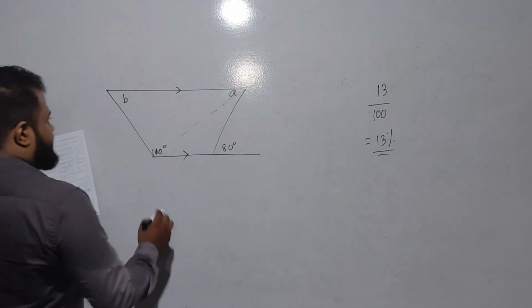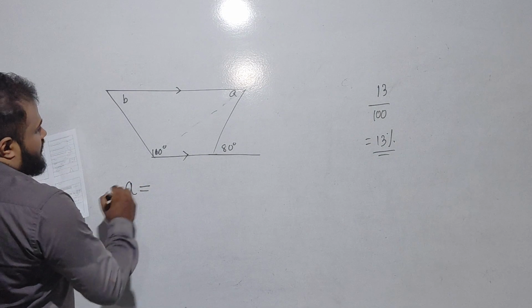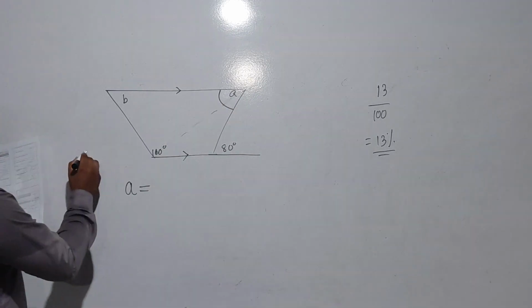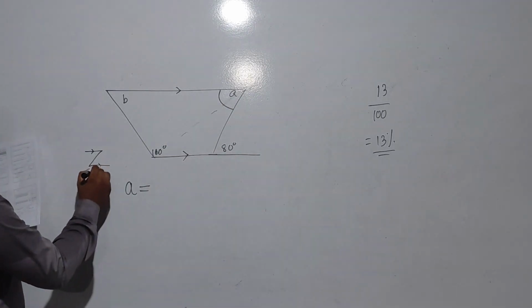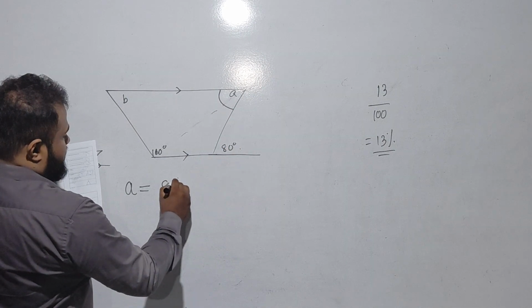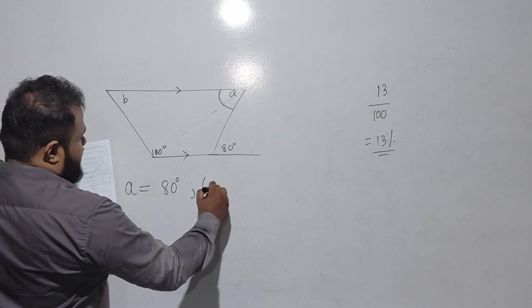Find the value of A. It's easy to find A. Parallel line and Z shape. Parallel line and Z shape means they are alternate angles. So A equals 80 degrees. Why? Alternate angles.